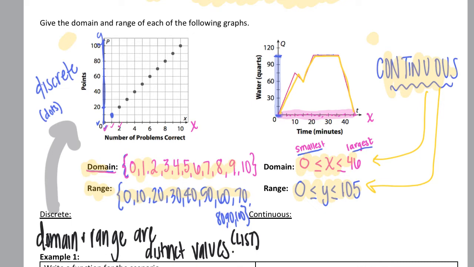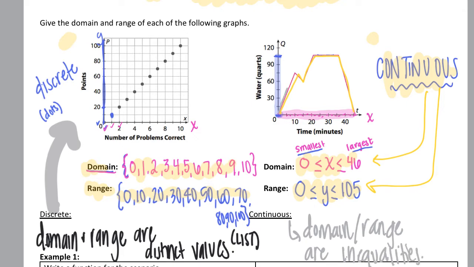On the other hand, if we want to be talking about the domain and range of a continuous graph, we write the domain and range as inequalities. Because it is a continuous line, it includes every single number in between all the whole numbers. We're going to work with that for the remainder of the notes today.